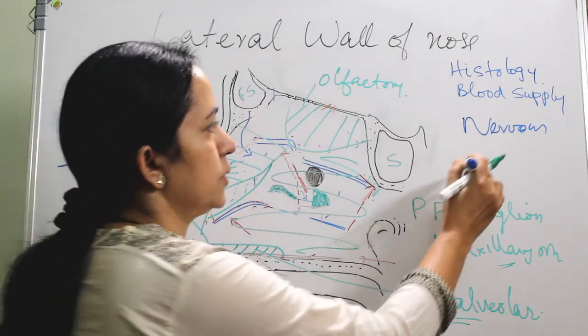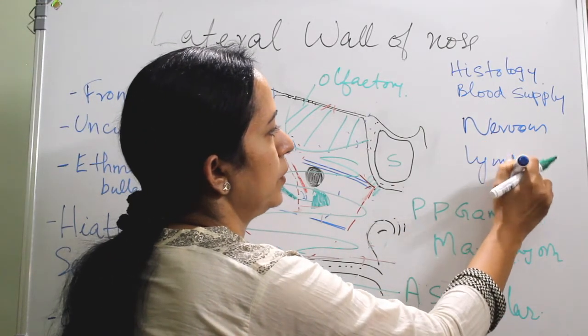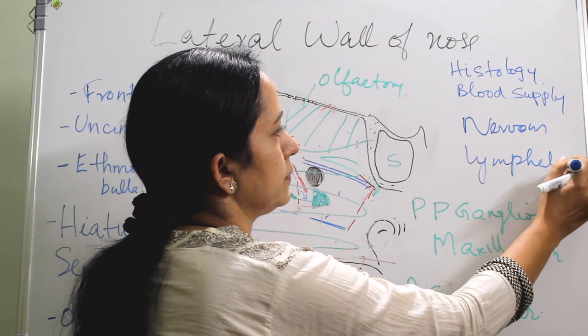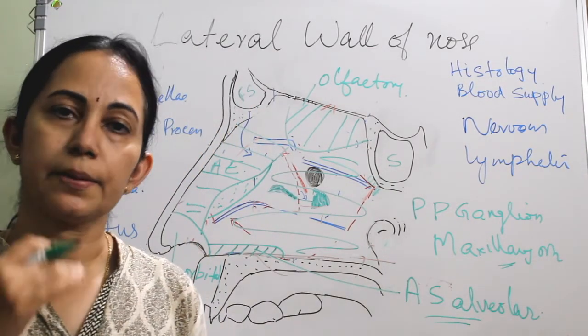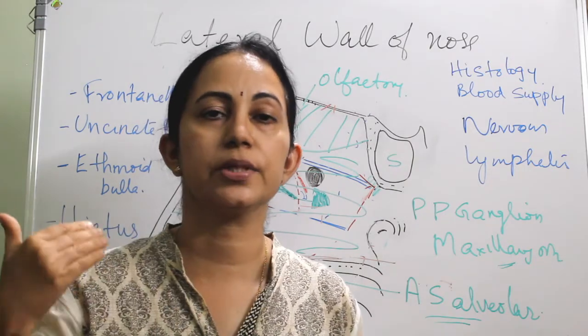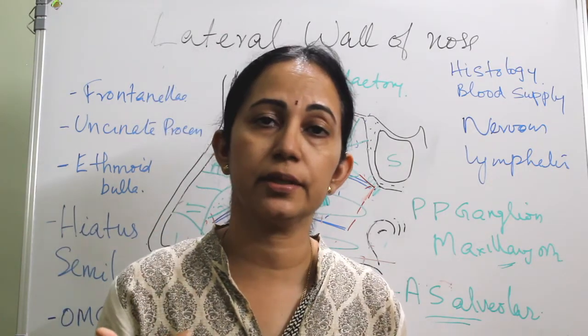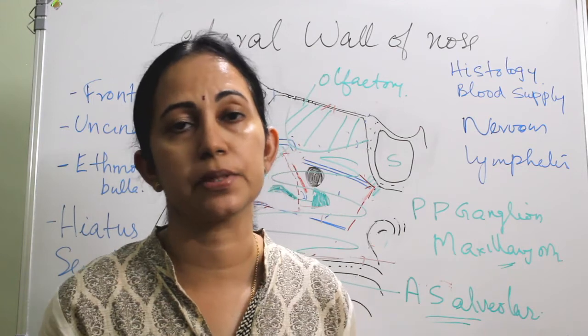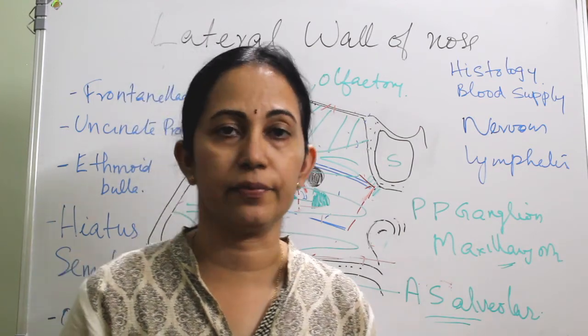And lymphatics. What about the lymphatics? The lymphatic supply anteriorly goes to the submandibular nodes, posteriorly it goes to the retropharyngeal nodes, and also to the anterior upper deep cervical and lateral pharyngeal nodes.